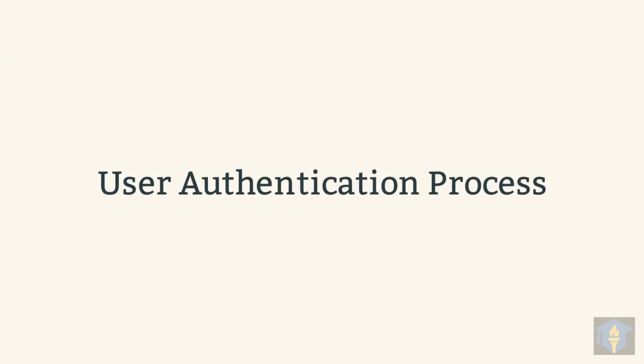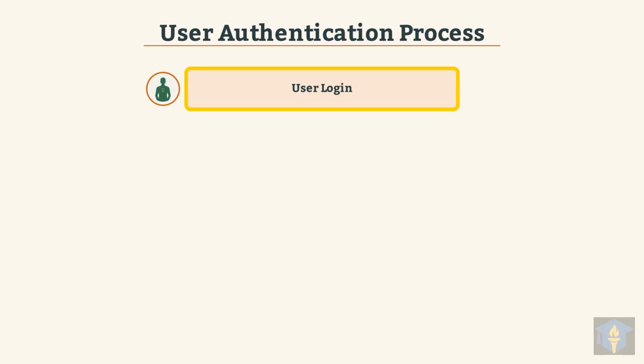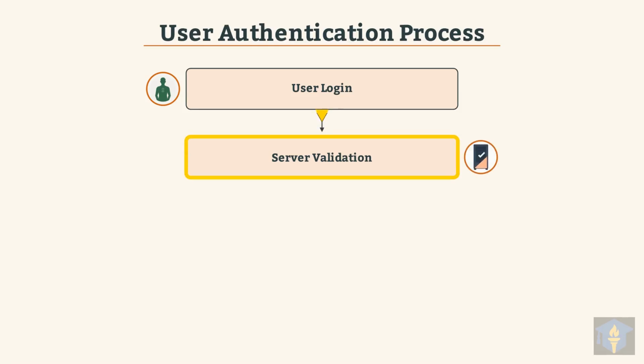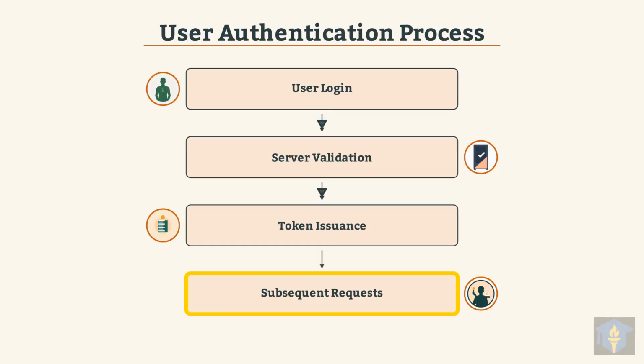Let's walk through the typical user authentication process, a critical security mechanism for web applications. The process begins with user login, where a user provides their credentials, typically a username and password. Next, server validation occurs, where the server verifies the provided credentials against its stored user data. Upon successful validation, the server proceeds with token issuance, generating a unique token for the authenticated user. Finally, for subsequent requests, the user includes this token, allowing the server to verify their identity without re-login.